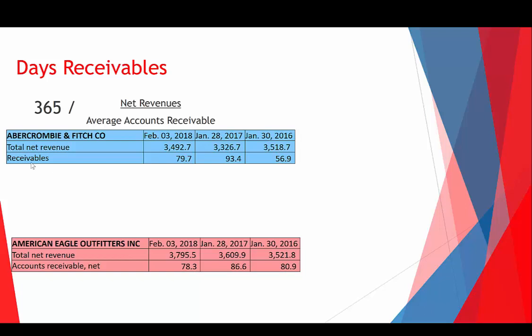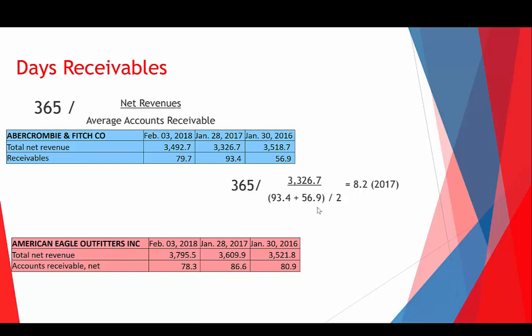So if we look at this for Abercrombie & Fitch for 2017, we're going to start by taking $3,326, their 2017 net revenue, divided by receivables in 2017 plus receivables in 2016, divided by 2. That's how we get our average receivables, just a simple beginning plus end divided by 2. So 365 divided by that turnover is going to give us 8.2. So on average, it takes them 8.2 days to collect their receivables.